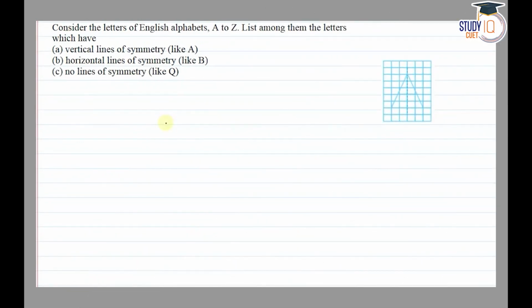Hello everyone, this question appears in class 6th NCERT chapter of Symmetry. This is 7th question of its exercise 13.2. So the question says that consider the letters of English alphabets A to Z, list among them the letters which have: A, vertical lines of symmetry; B, horizontal lines of symmetry; C, no lines of symmetry.